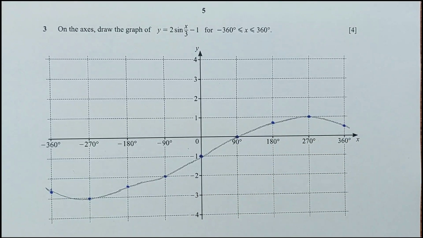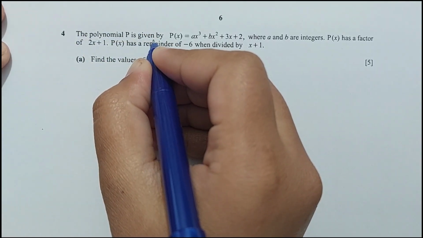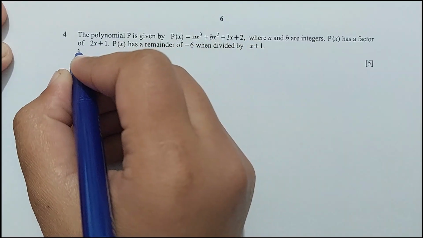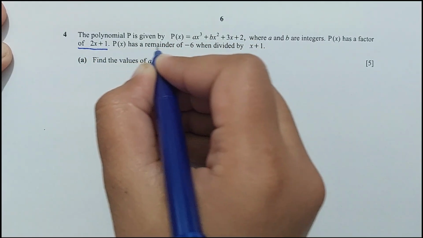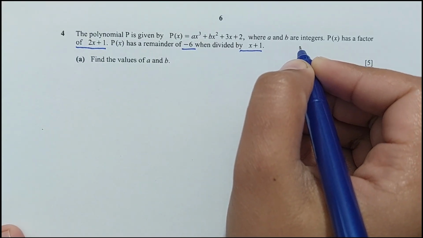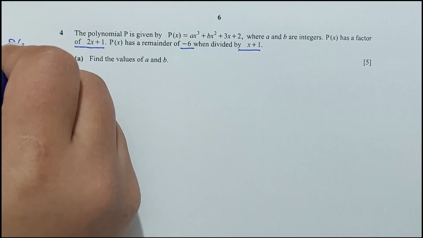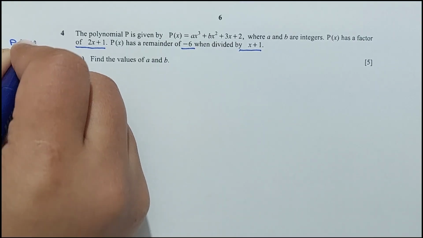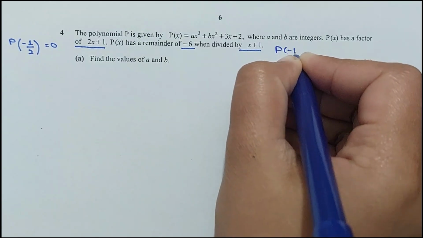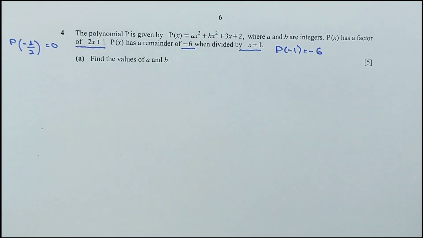Okay, that's the sketch. Question number 4, the polynomial p of x is given by, where a and b are integers. p of x has a factor 2x plus 1 and p of x has a remainder -6 when divided by x plus 1, right? So if it has a factor, then p of -1/2 should be equal to 0, and it has a remainder, so p of -1 should be equal to -6. Now for part A, find the values of a and b.